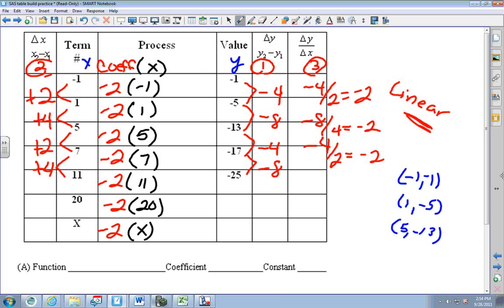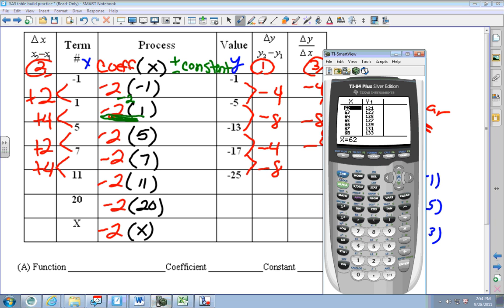Next, I need to find my constant, not my coefficient, I already found that. So I need to figure out what I need to add or subtract to find my constant. Doesn't matter where you start, I'll start right here. Negative 2 times 1 is negative 2. What do you have to do to negative 2 to get to 5? Well, if you struggle with this, one thing you can do is go in your table. All right, here we go.